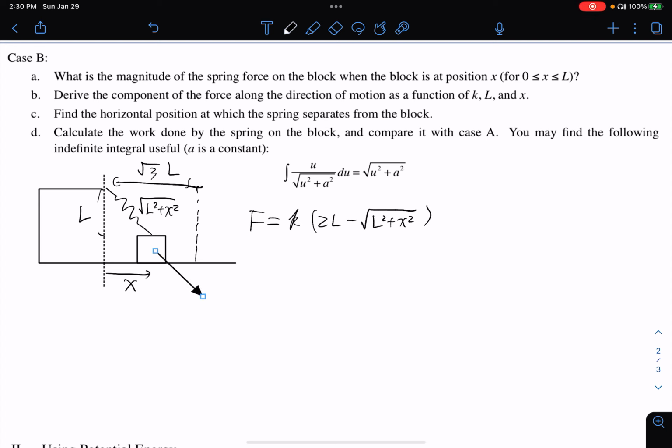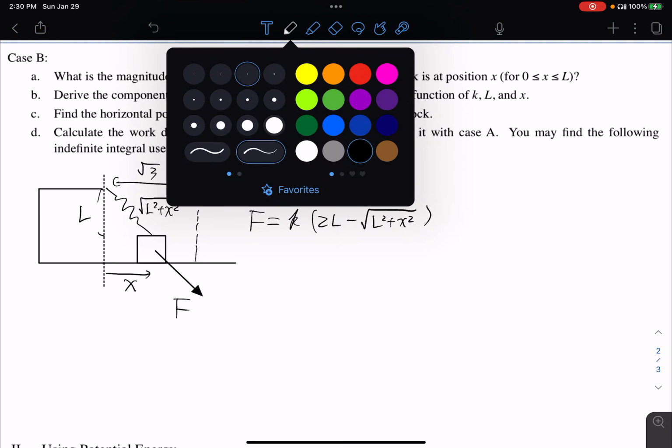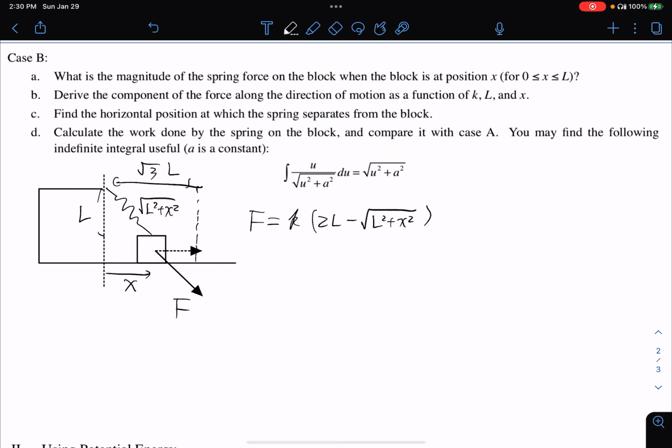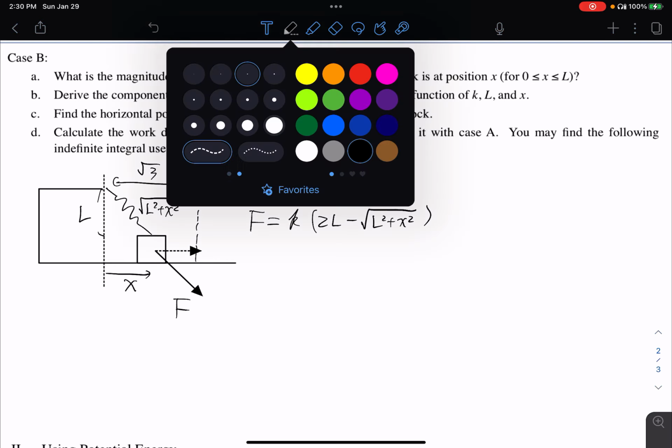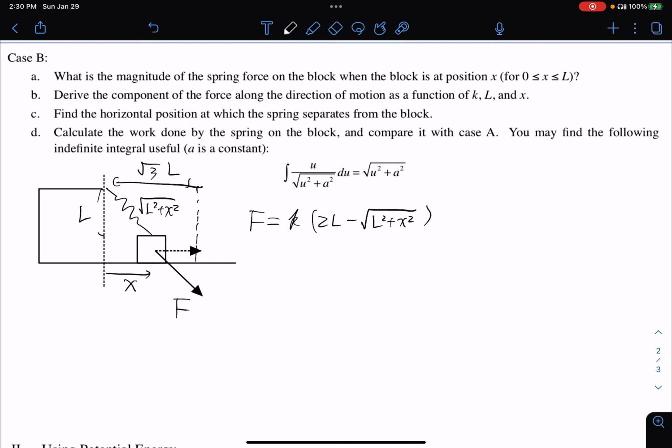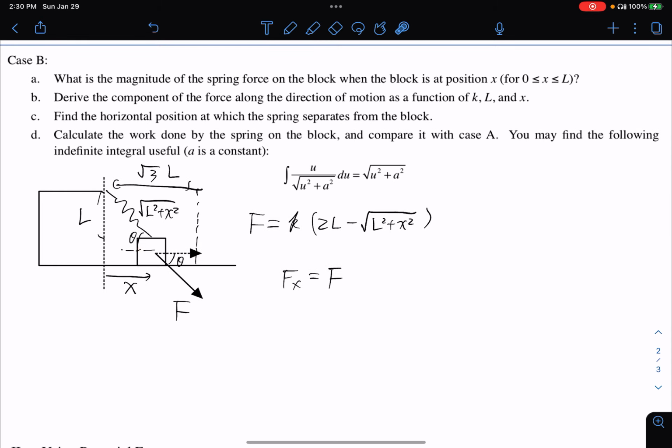But the force is going in a diagonal direction, so we want to take the horizontal component to calculate the work. This horizontal component is making an angle that is the same as this one with the horizontal line. So we can have the x component of the force be the force itself multiplied by the cosine of this angle, which is x over this square root. So it will be multiplied by this factor, and this is the horizontal component of the force.